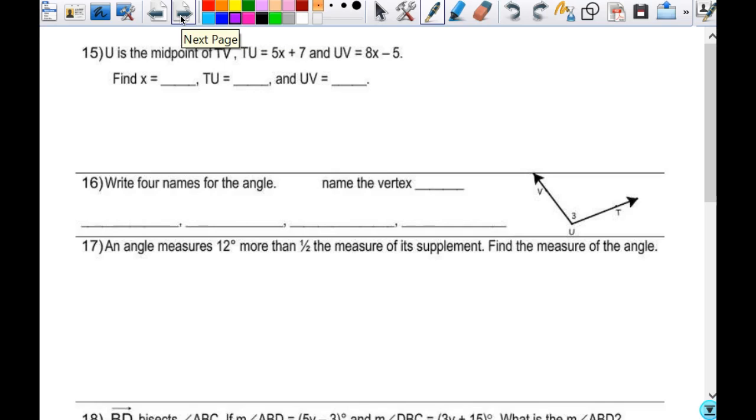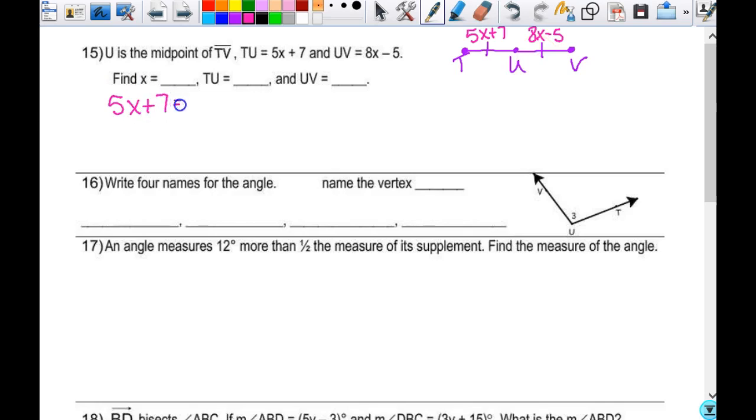All right, 15. U is the midpoint of line segment TV. So, gotta draw and label my picture. Here's line segment TV, and then it says U is the midpoint, which means these are congruent. Then when I label, TU is 5x plus 7, UV is 8x minus 5. Okay. There's nothing to add them up and set them equal to, because I don't know what TV is. These are congruent. That means their measurements are equal, so that right there tells you what to do.